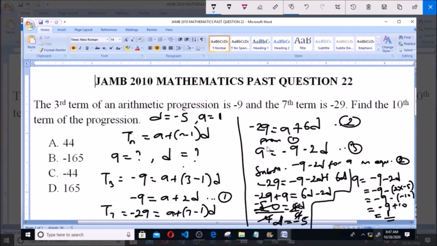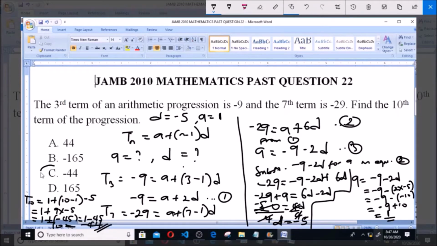But the question says find the 10th term, that is T10. Now let me find the 10th term. So T10 will be equal to A, which is 1, plus 10 minus 1 multiplied by minus 5, which is the D. So T10 is equal to 1 plus 9 multiplied by minus 5. So T10 is equal to 1 plus minus 45, which is equal to 1 minus 45. So T10 is equal to minus 44. So minus 44 is the answer to this question.